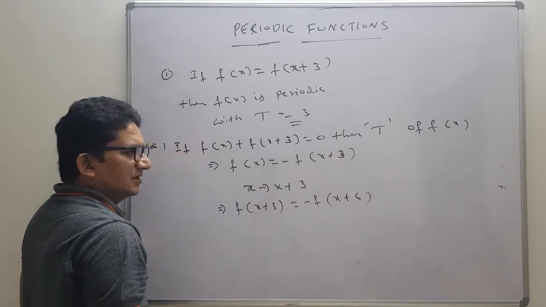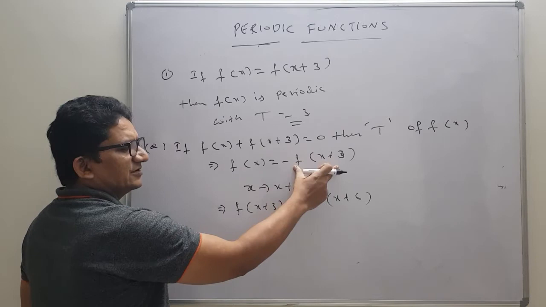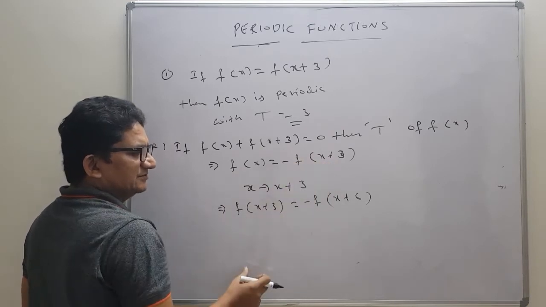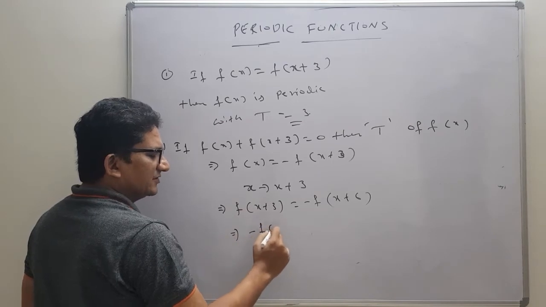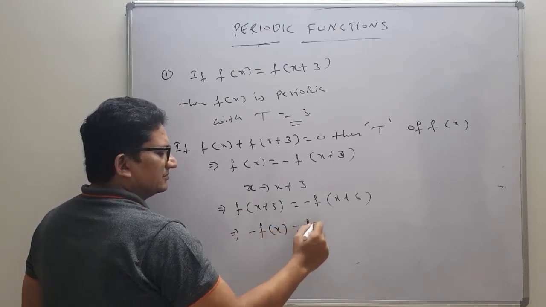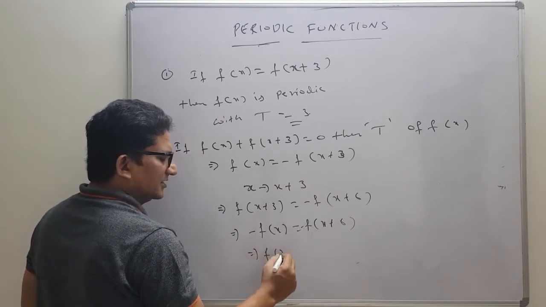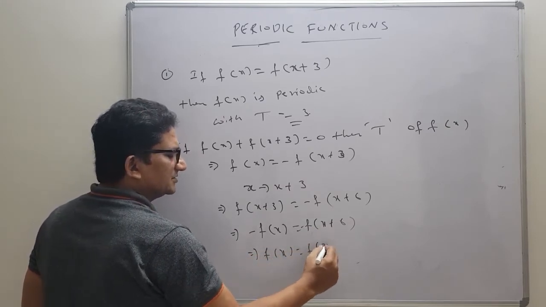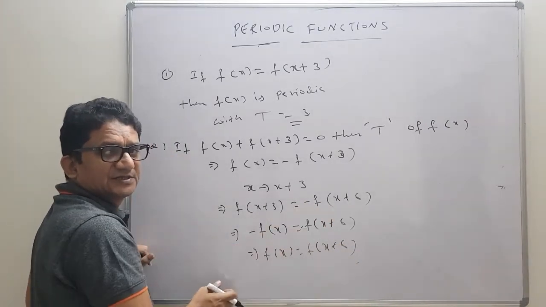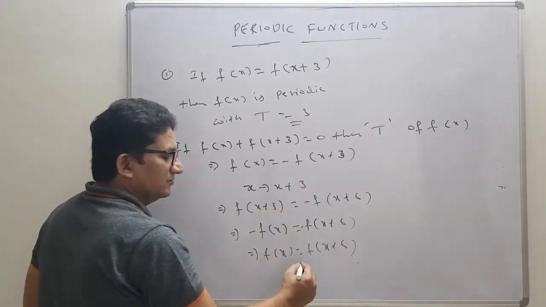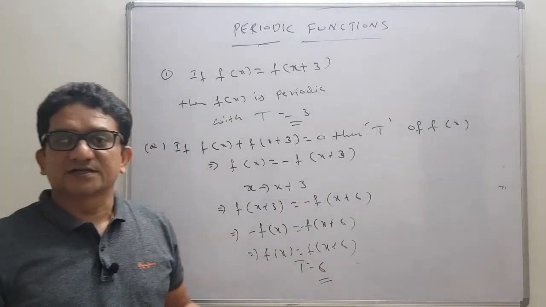f(x+3) = -f(x+6). Now again, using the given notation, f(x) = -f(x+3). So that means f(x+3) can be written as -f(x) = -f(x+6). Now if we eliminate the minus, we get f(x) = f(x+6). If you get the notation f(x) = f(x+6), then it is a periodic function with the fundamental period 6. Like that we can solve the problem.